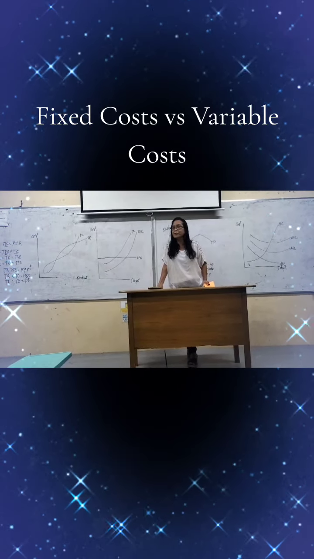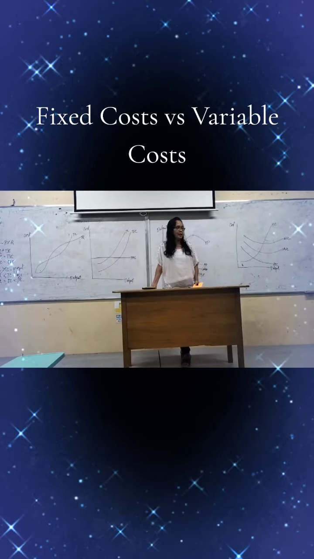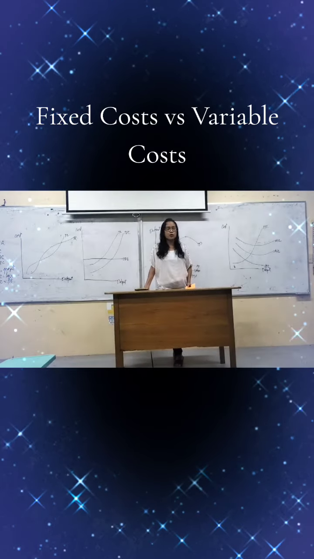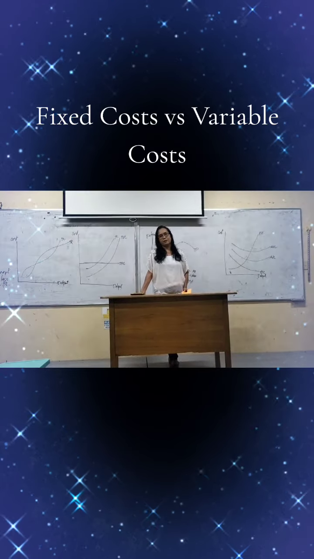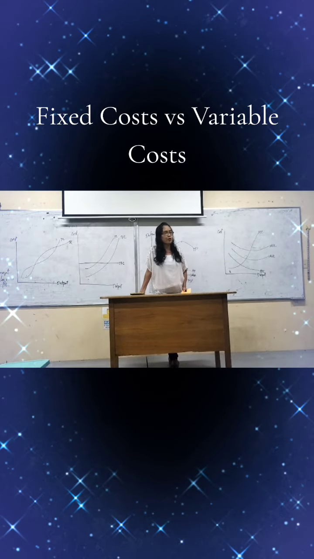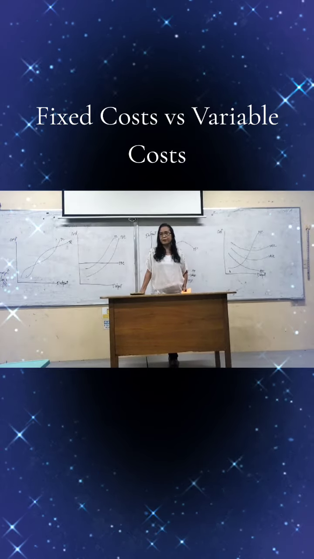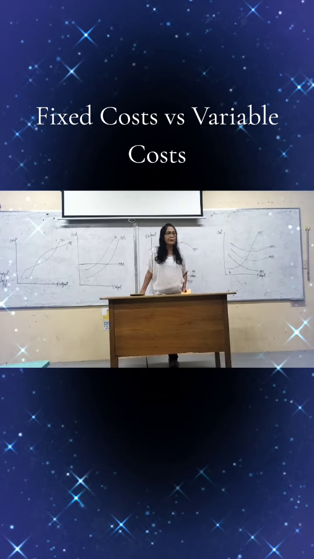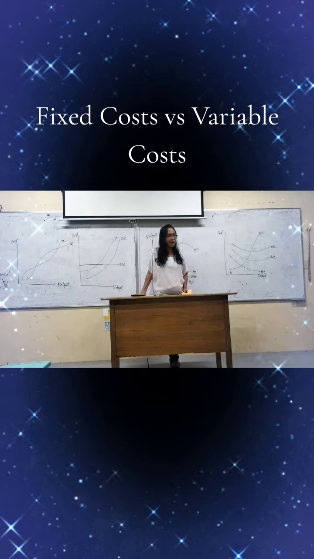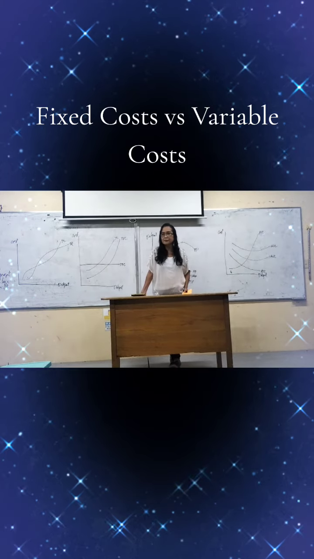So explicit cost is the money expenditure in the production. While your implicit cost includes your opportunity costs. Then we also have what we call sunk costs. These are costs that can never be recovered. Unlike in our total fixed cost and variable cost, we can recover that. But for the sunk cost, we cannot recover that.